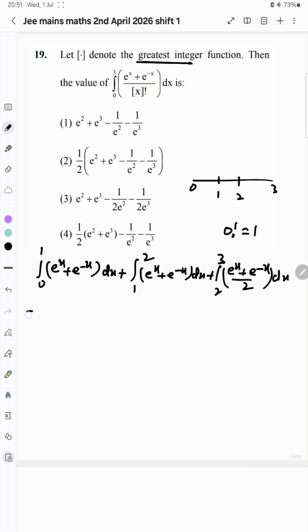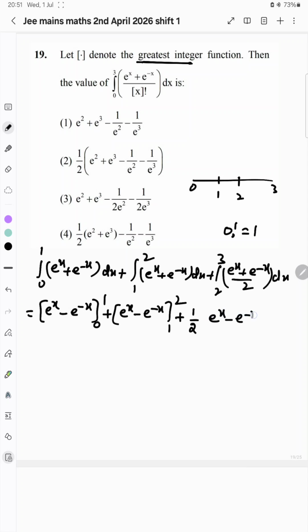Okay, now let's integrate this one. The integration of e^x is e^x, the integration of e^(-x) is -e^(-x), with limits from 0 to 1. Similarly, there is no change in integration, as it is the same here also, but the limits are 1 to 2. Similarly here 2 is in the denominator, so 1/2 is a constant, and the integration of e^x + e^(-x) is e^x - e^(-x), with limits from 2 to 3.